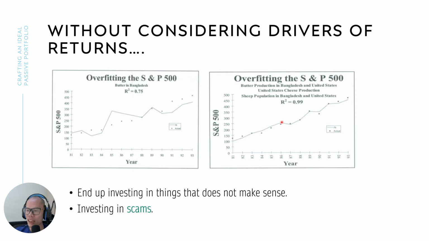Here is another example. If let's say you slap together butter production in Bangladesh and United States cheese production, sheep population and all, you will get an R square of 0.99, which is very predictable. But what does that mean? Can you use this to predict the price of the S&P 500?